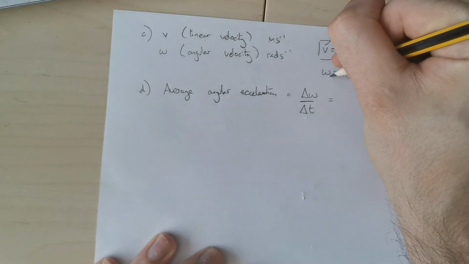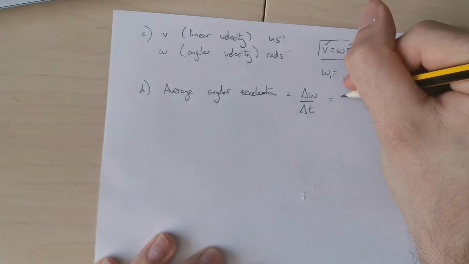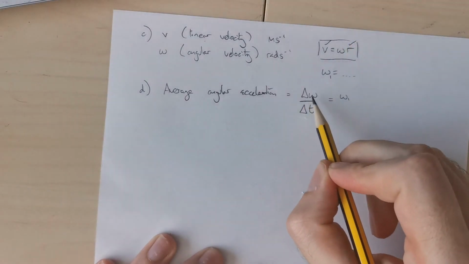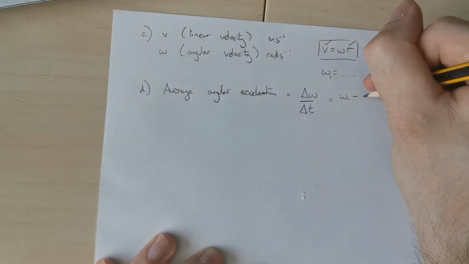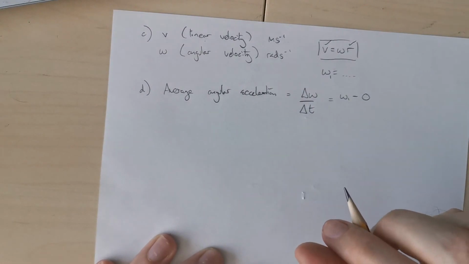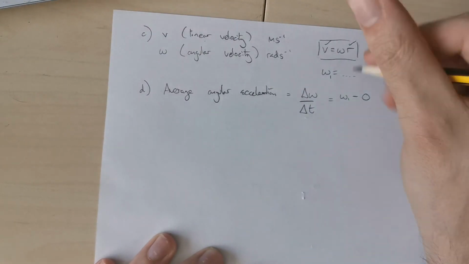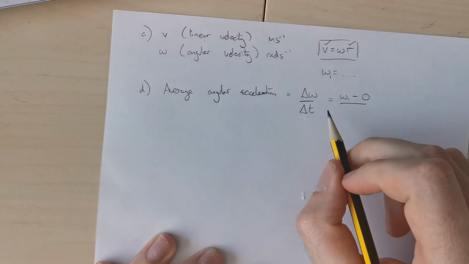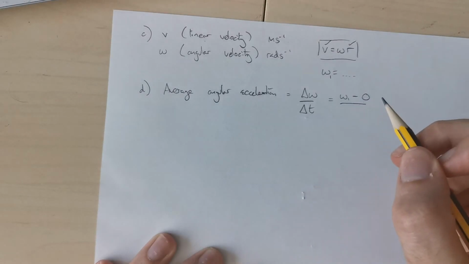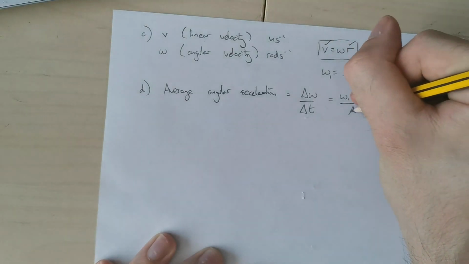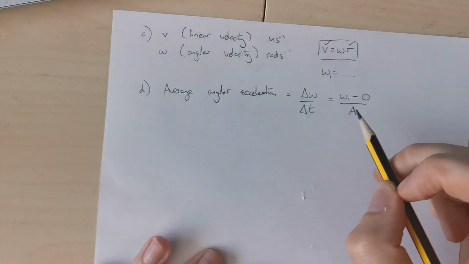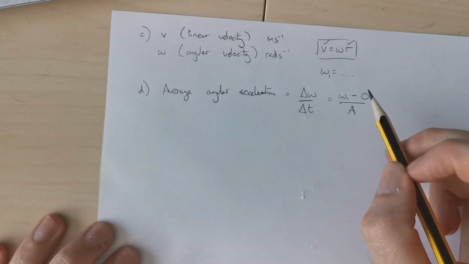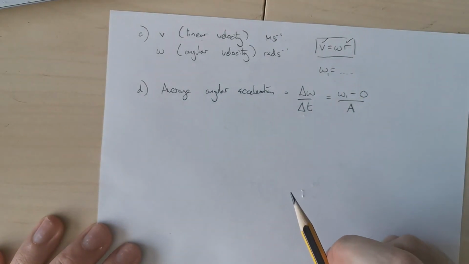So if I just call this omega 1, then the expression for change in angular velocity will be whatever omega 1 is, subtract what the initial angular velocity was. And for us, the initial angular velocity is 0. Change in time, so the amount of time that has transpired, is represented by capital A. And so very quickly we can work out what the average angular acceleration is going to be using our previous expression for angular velocity.